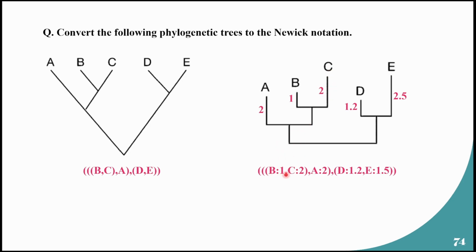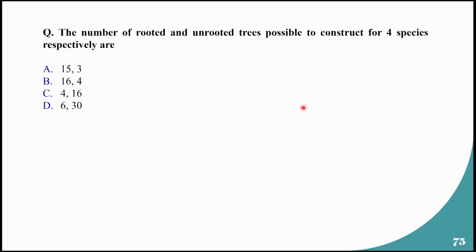So for example, B colon 1 and then C colon 2. These will be within a bracket. That means that from this particular node or the branching point, C is twice as distant as compared to B, basically. So that is what it means.